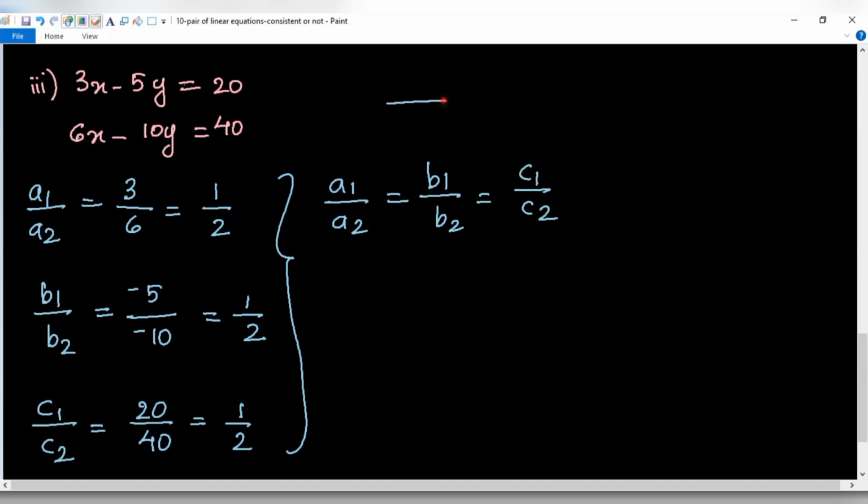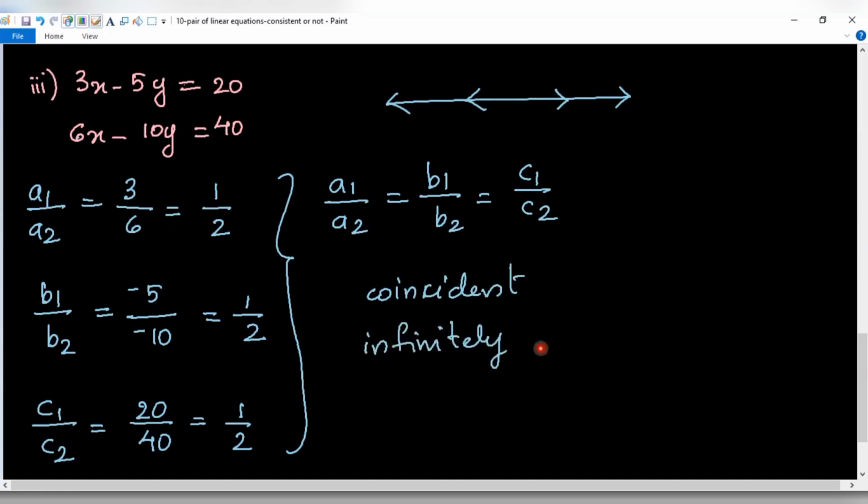What we can say, they are consistent. Consistent, and one more thing, coincident lines. So they are coincident lines. That means infinitely many solutions. Infinitely many solutions are there, and it is consistent. Consistent means it has solution.